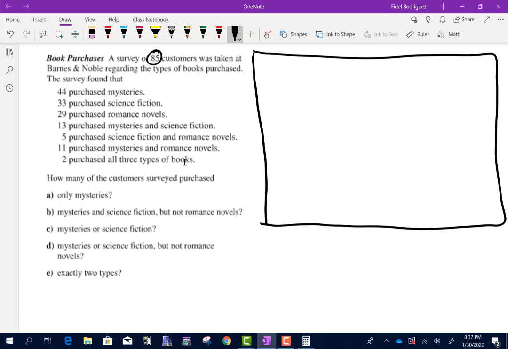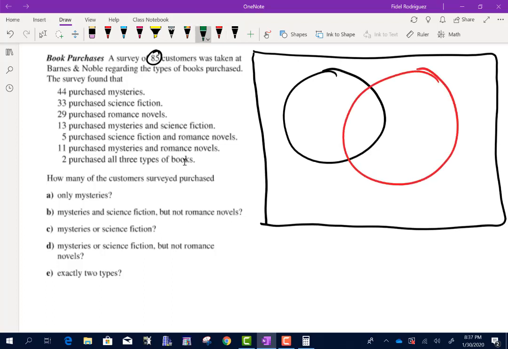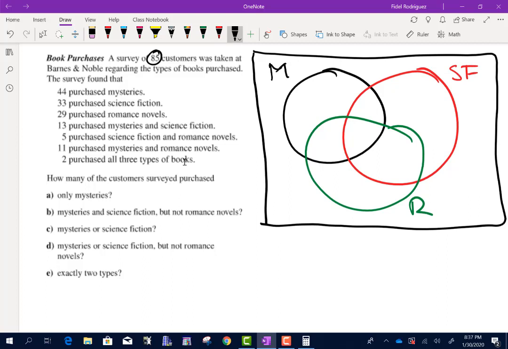Okay? So let's do this. The first one here is going to be mysteries, and then we have, say, science fiction, and then say we have romance. So we call that one romance. So let's see, the red is science fiction, and the first one here was mysteries, okay? Just like we did earlier, we're going to go from the bottom up. So let's see, 2 bought all 3 types of books. So that 2 is going to be my center number.